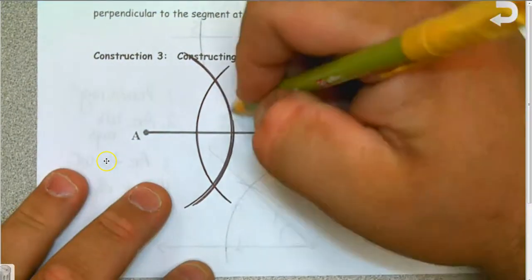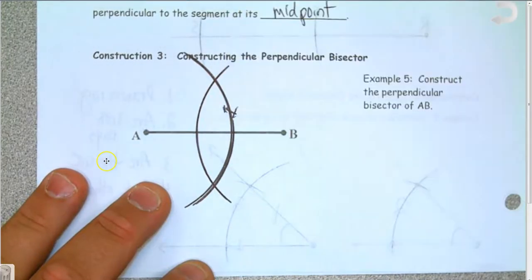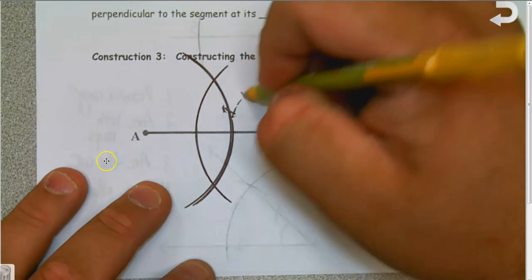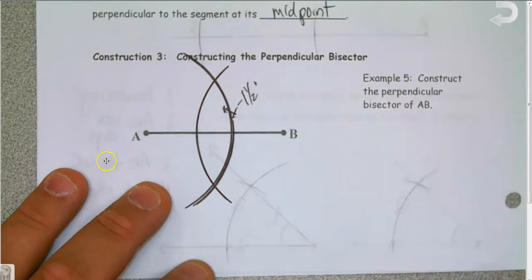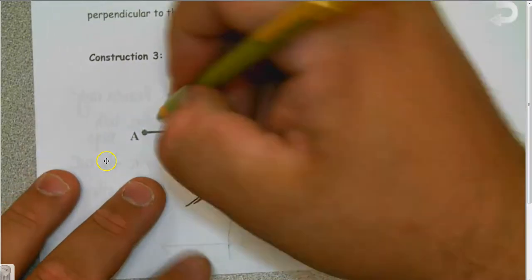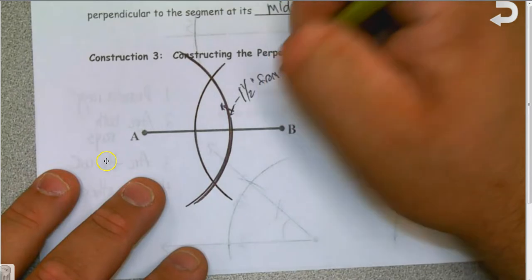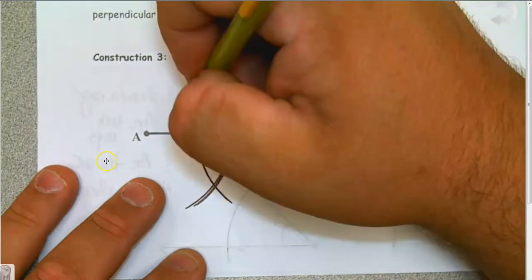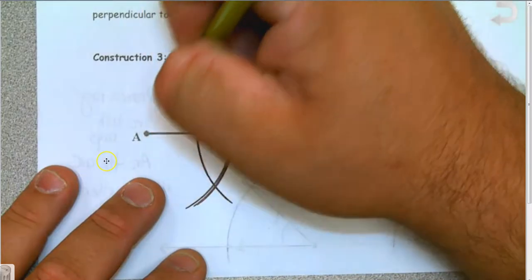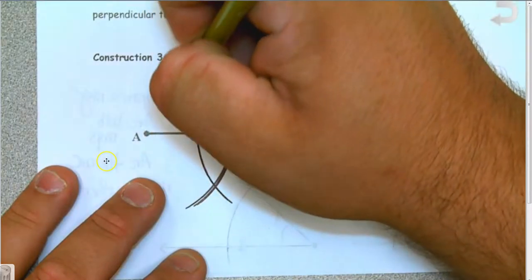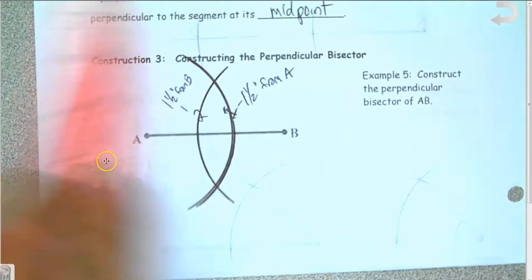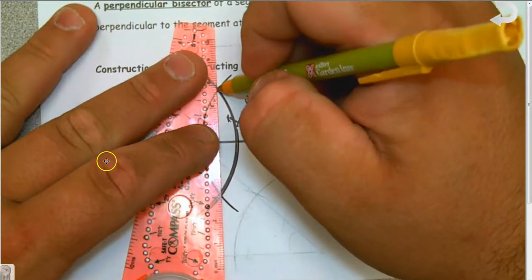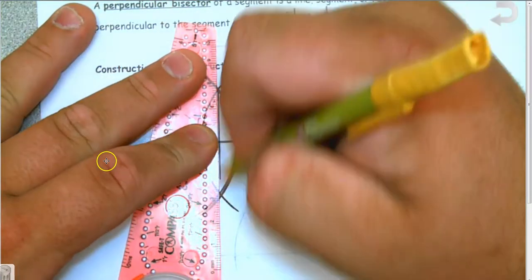So the first thing I did, so I'm going to put number 1 here, is I fishtailed from A, and I picked the 1.5 inch slot on my compass from A. The second thing I did was I fishtailed from B, and again I picked the 1.5 inch slot on my compass from B. And then the last thing that I'm going to do is I'm going to connect these 2 intersections.